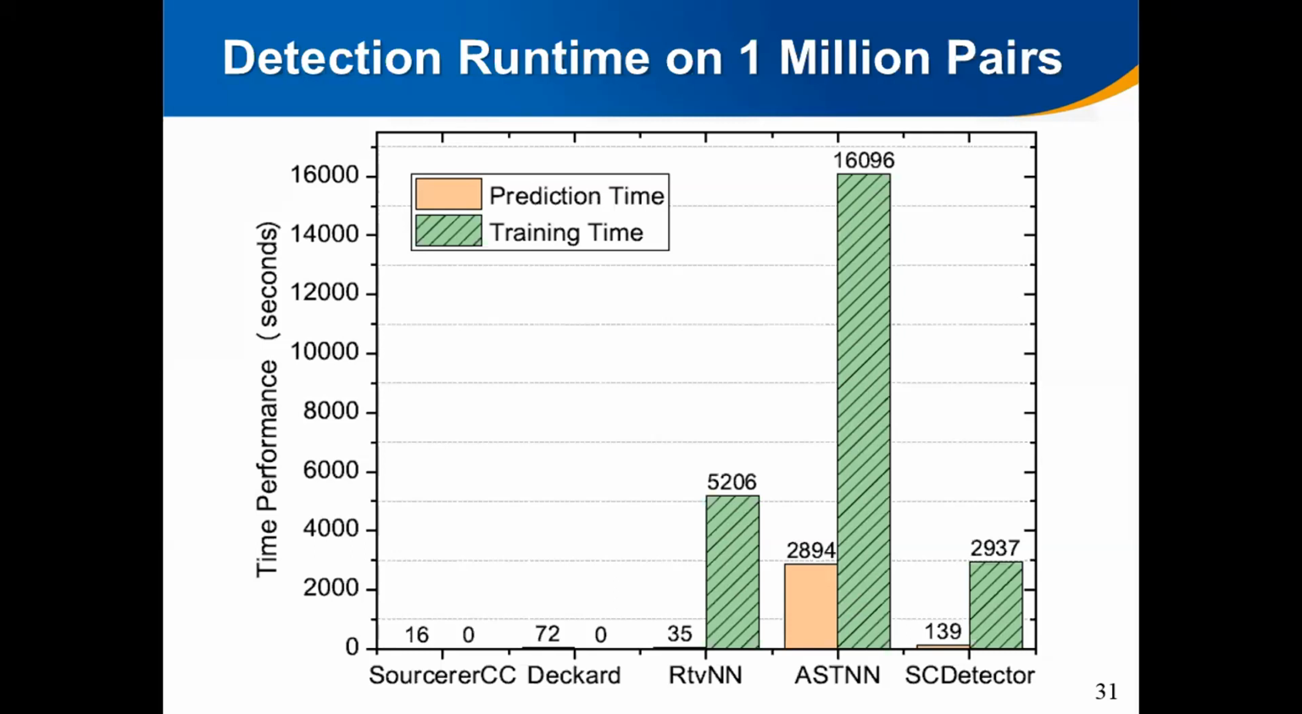This figure shows that SCDetector requires more time to detect clones compared to SourcererCC. However, it is faster than ASTNN. ASTNN requires more than 2,000 seconds, while it only takes 139 seconds for SCDetector to complete the prediction.